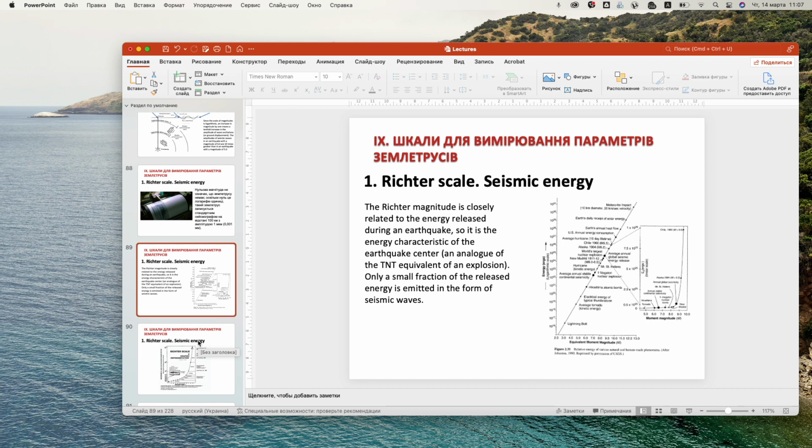The next step for us today was to start the topic of seismic scales, and today we have analyzed the Richter scale. The Richter scale is the scale which measures seismic energy, and it is really important for us to know which amount of energy was emitted from the hypocenter to analyze and to compare the earthquakes between each other. And also, we have analyzed devices for assessment of seismic impacts.